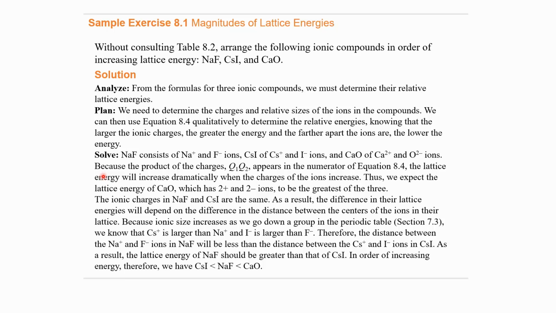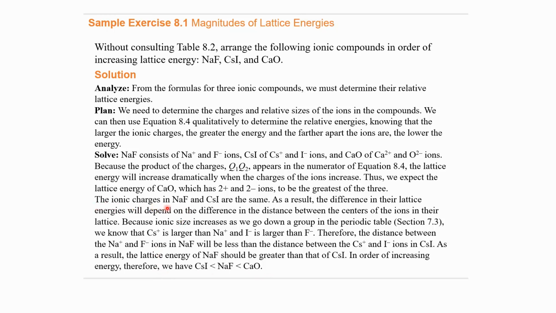Now, because the product of the charges Q1 times Q2 appears in the numerator of the equation, the lattice energy will increase dramatically when the charges of the ions increase. Thus, we expect the lattice energy of CaO, which has +2 and -2 ions, to be the greatest of the three. So, CaO is greater than both of them.